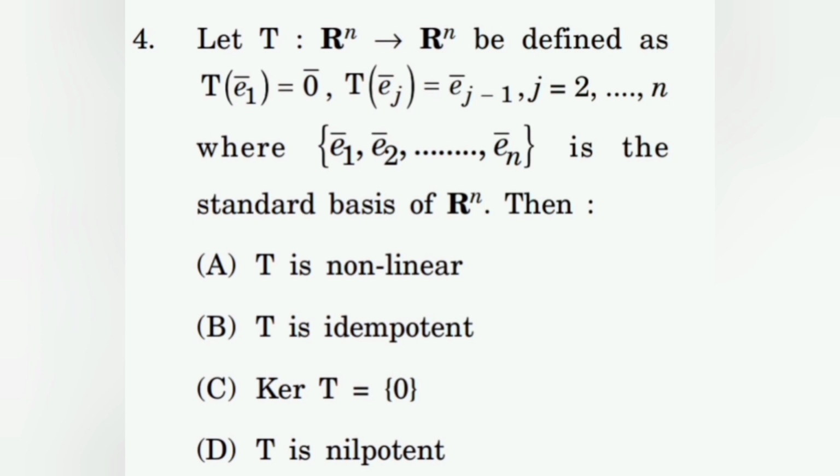Option 1 is T is non-linear, option 2 is T is idempotent, option 3 is kernel T is equal to singleton set 0, and option 4 is T is nilpotent. So let us start the solution. This is a very simple question, and this question is totally based on the concept of matrix of linear transformation.